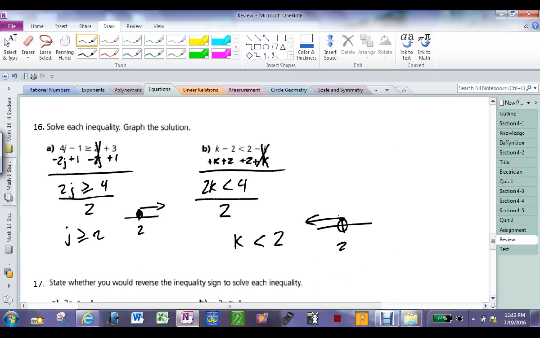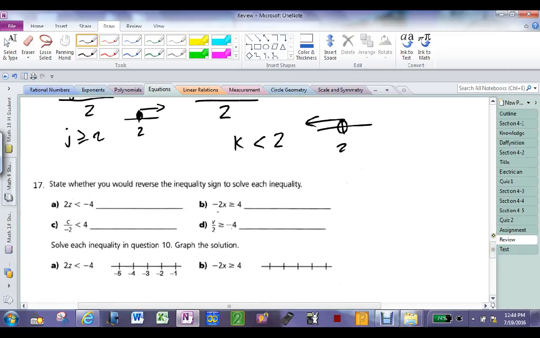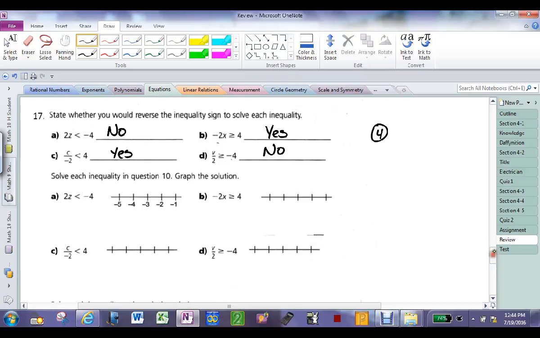Even though it looks bad, we just follow what we already know how to do, which is get the letter by itself. Would you reverse? No, because you're not dividing by a negative, you're dividing a negative. Would you reverse? Yes. Would you reverse? Yes, because you are multiplying by a negative. Would you reverse? No. I'm being real nice. 4 marks there. 1 for everything.